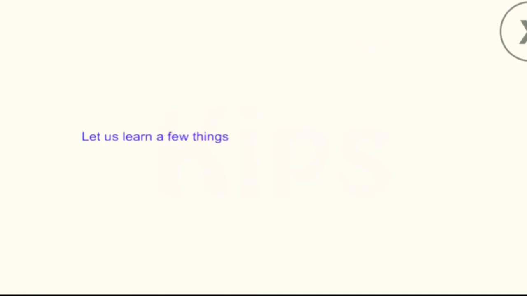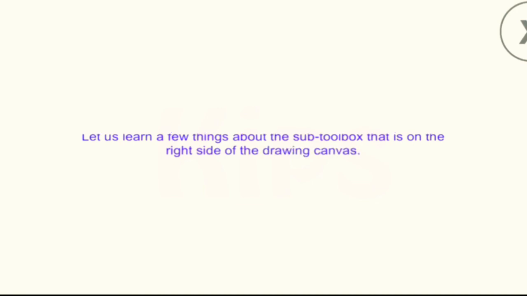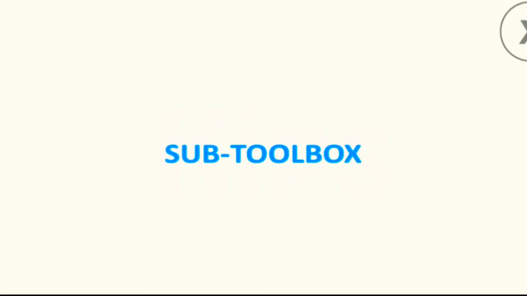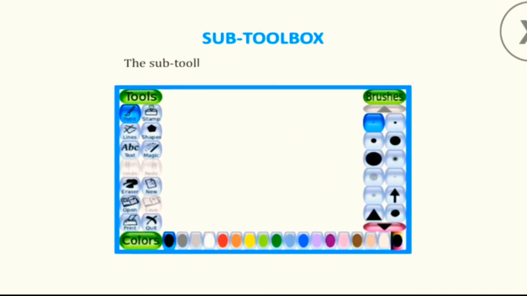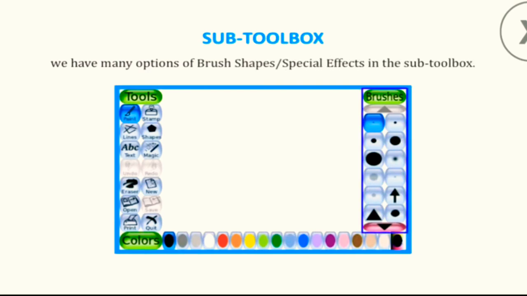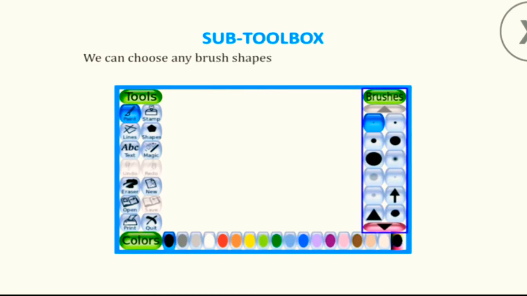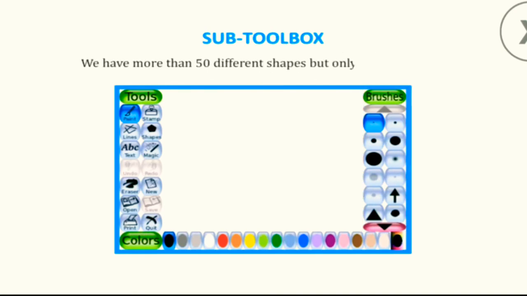Let us learn a few things about the sub-toolbox that is on the right side of the drawing canvas. The sub-toolbox is a unique feature of Tux Paint. For every tool in Tux Paint, we have many options of brush shapes and special effects in the sub-toolbox. We can choose any brush shape from the sub-toolbox present on the right hand side. We have more than 50 different shapes, but only a few are used. Let us select different brush shapes and learn how to use them.